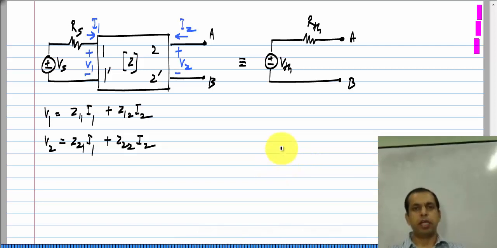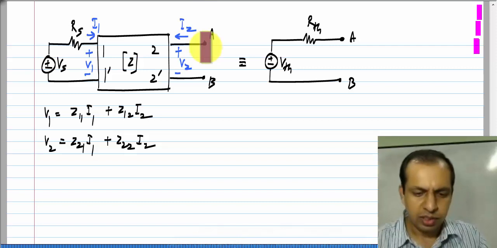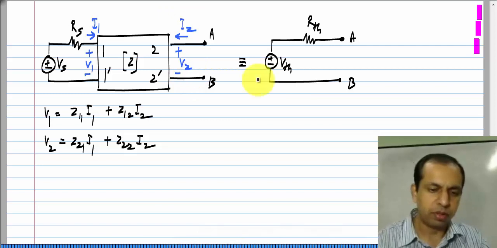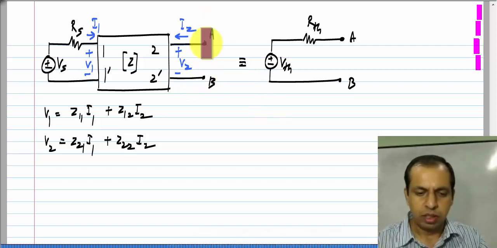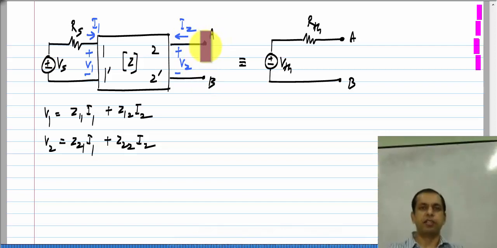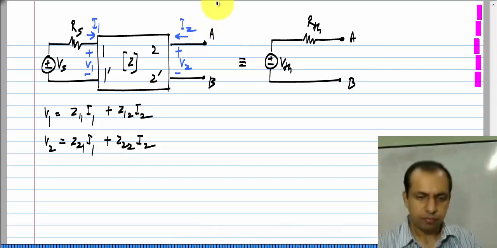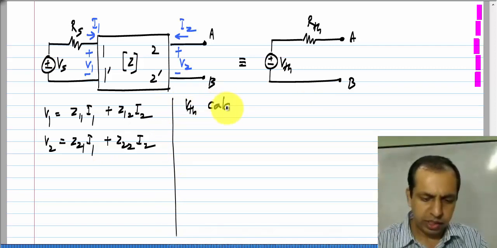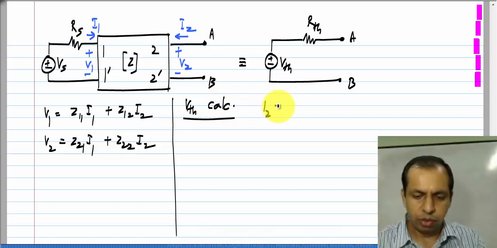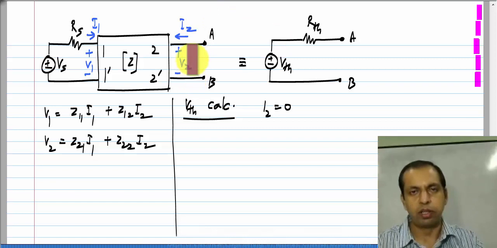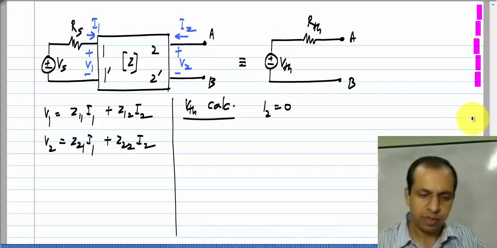Okay. Now, I need to find the Thevenin voltage, that is, I do not connect anything between A and B, I have an open circuit and find V2. Okay. Now, in this particular circuit, if we have an open circuit between A and B, I2 will be 0. Now, this is not necessarily always the case. Okay. This is the case in this particular example. So, for VTH calculation, in this circuit I2 happens to be 0, that may not always be the case. For instance, we could have some load connected here, in which case I2 will not be 0. Okay.